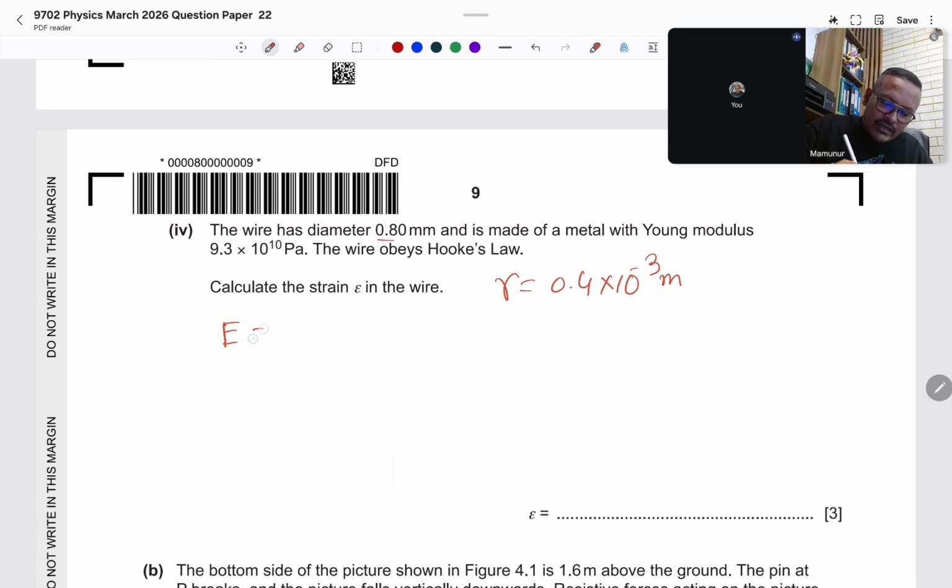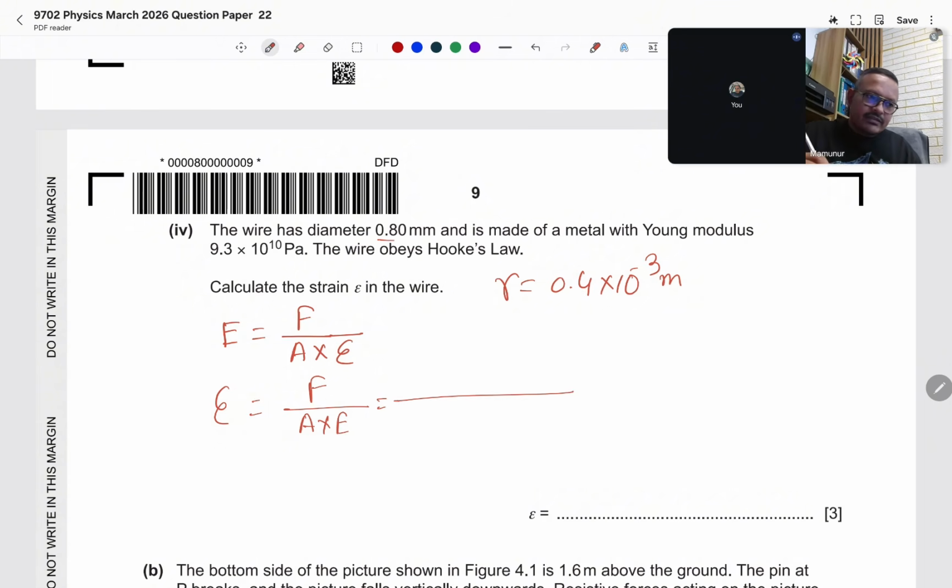We know that Young modulus E equals stress divided by strain. Stress is F by A, divided by strain. So if we calculate, strain equals F divided by A times E. F is the force applied to the wire.